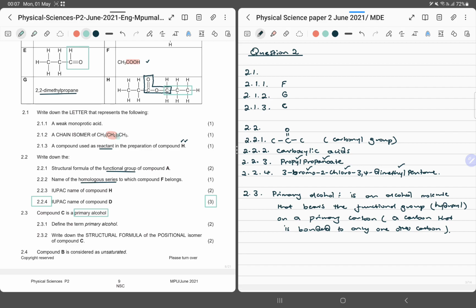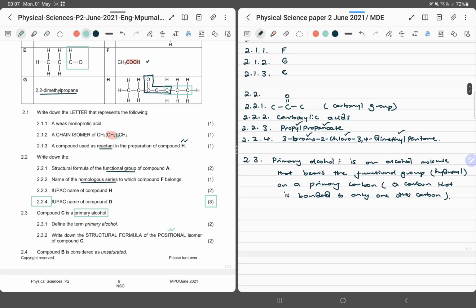So basically, it's an alcohol molecule that bears the functional group on a primary carbon. You can explain that it is a carbon that is bonded to one other carbon. However you want to put that, but please make sure you don't leave out important information when you write a definition, especially in your own words. Okay, write down the structural formula of the positional isomer of compound C. Now remember, we just want a positional isomer. Okay, not a problem. Actually, now I started doing my own things here. Let's do the right thing.